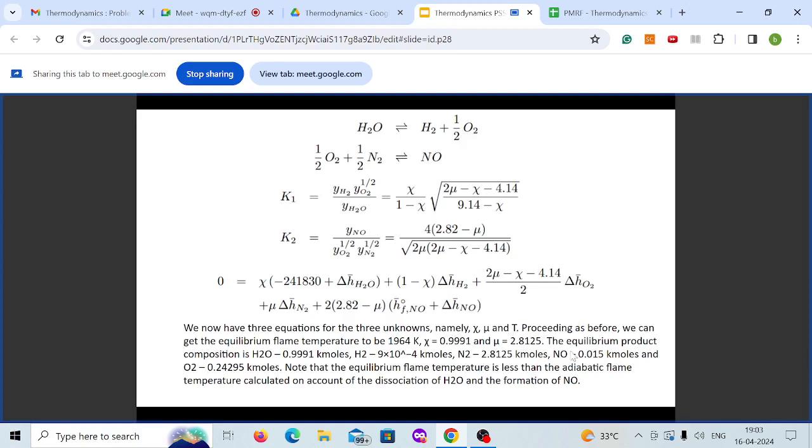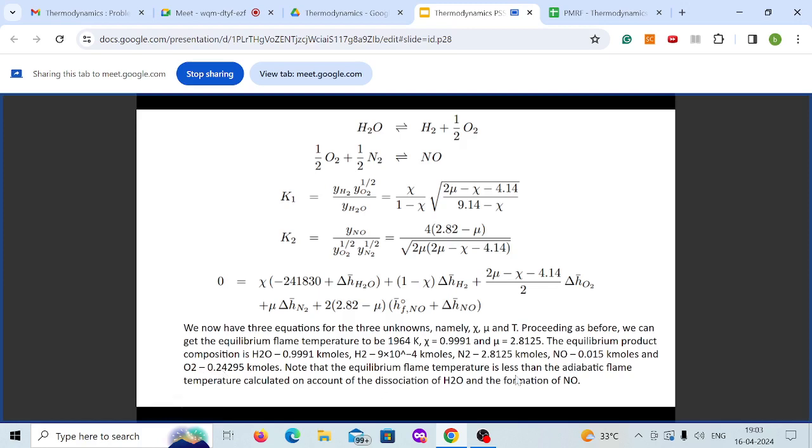So the equilibrium product mixture composition is: water is 0.9991 kilomoles, hydrogen is 9 into 10 power minus 4 kilomole, nitrogen is 2.8125 kilomole, NO is 0.015 kilomole, and oxygen is 0.24295 kilomoles.